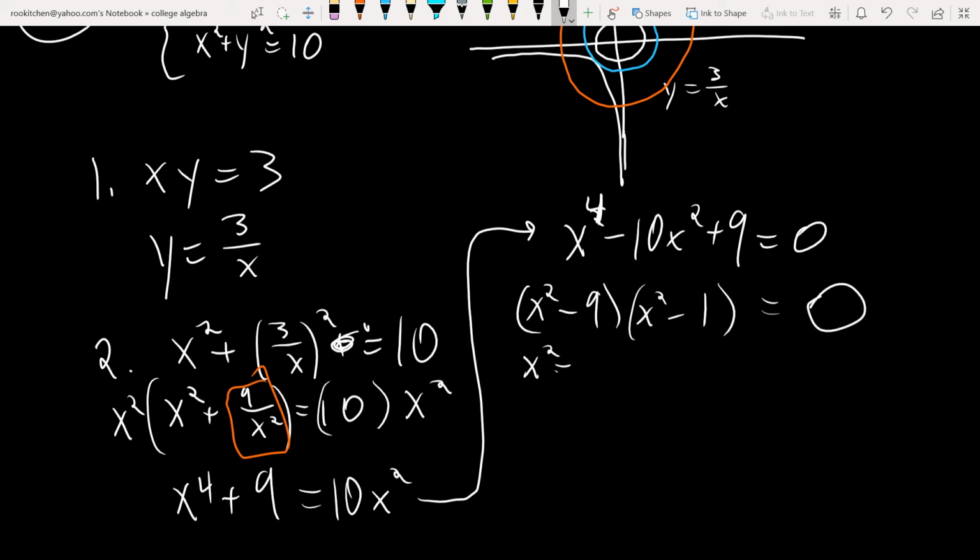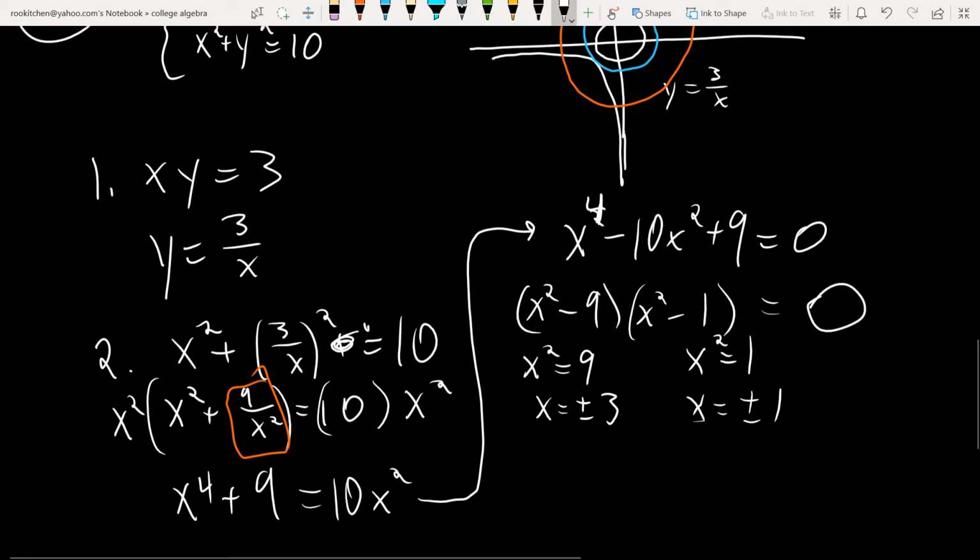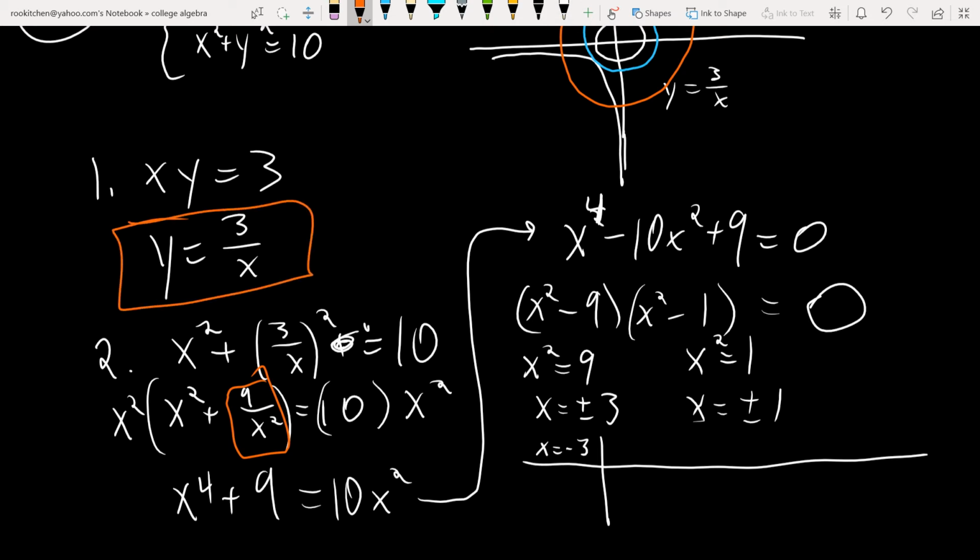x squared equals 9, so by the square root factory, x equals plus minus 3, and x equals plus minus 1 on the other one. So it looks like we're getting 4 solutions. So let's go x equals -3, and I'm going to plop it back into this equation that I just boxed and put an arrow next to. 3 over -3 is -1 for y. Let's do x equals +3, so that would be 3 over 3, so y is 1.